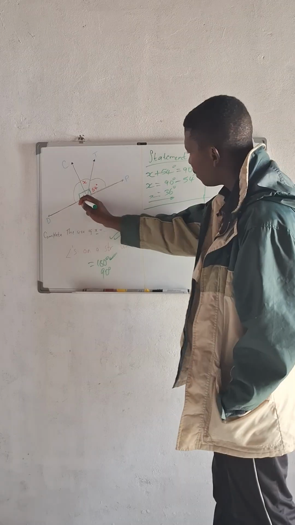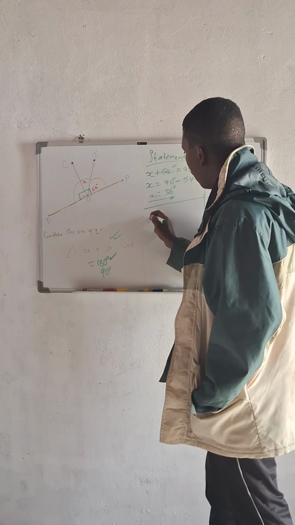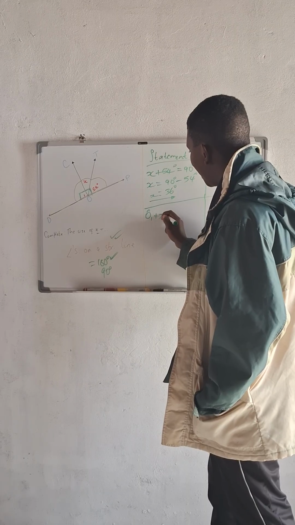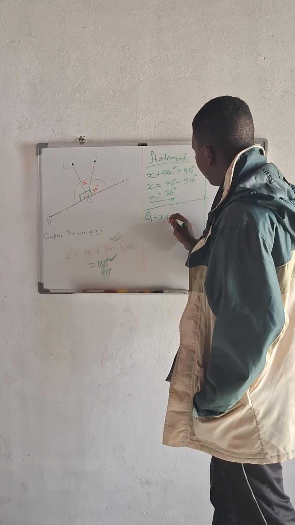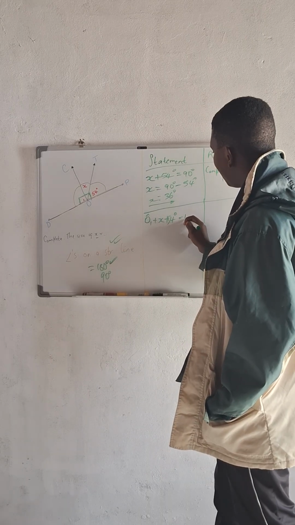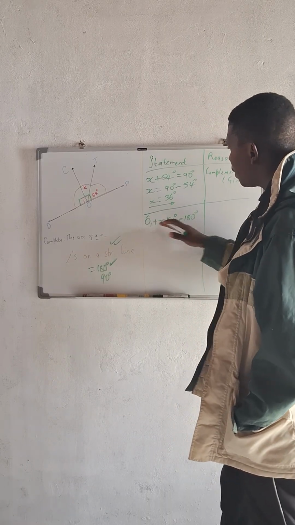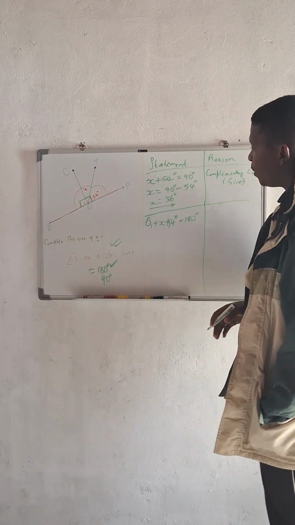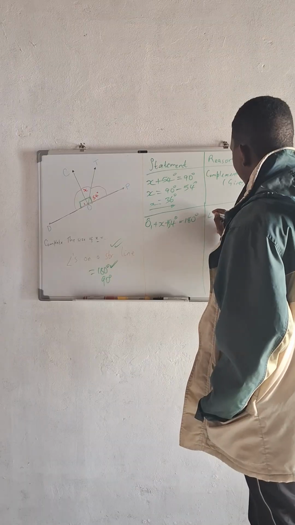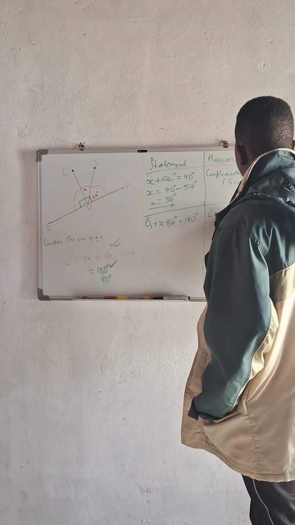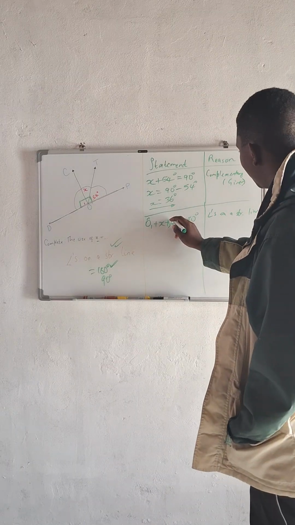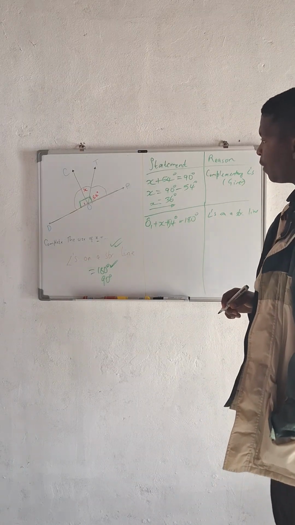So I'm going to start from the left up until the right. O1 plus x plus 54 degrees is supplementary. All these angles together give me 180. They are supplementary. And the reason is this one: angles on a straight line. You get a point for your statement and then you get a point for your reason.